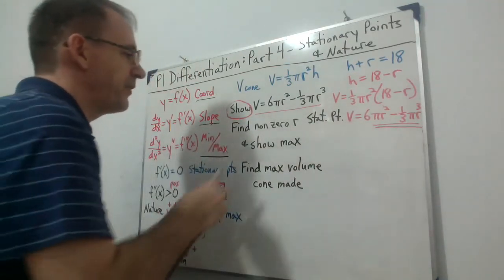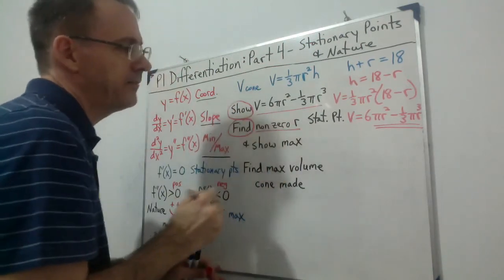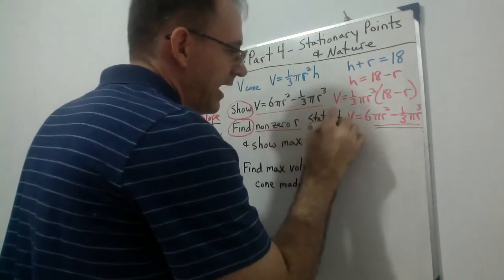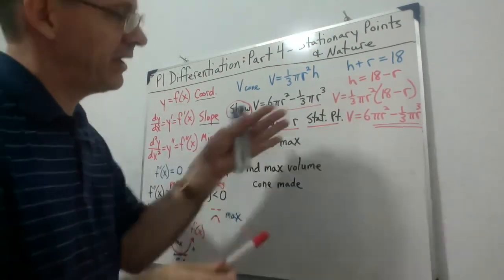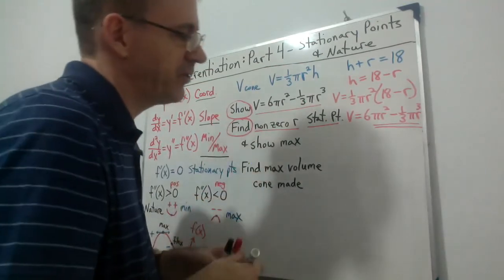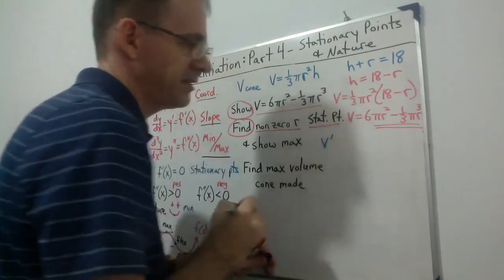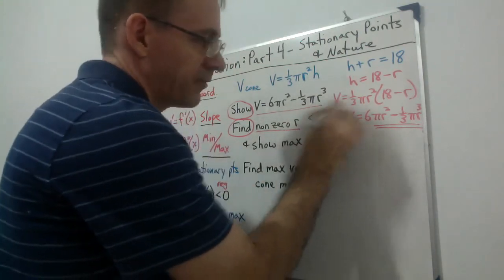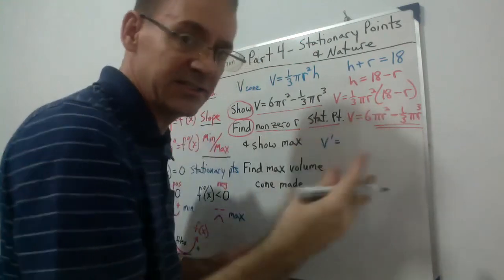Now we want to find, again, a non-zero r that is a stationary point. Okay, so we know that stationary point is the first derivative. So if we take the first derivative of our volume function, we get, and remember the radius is our variable.